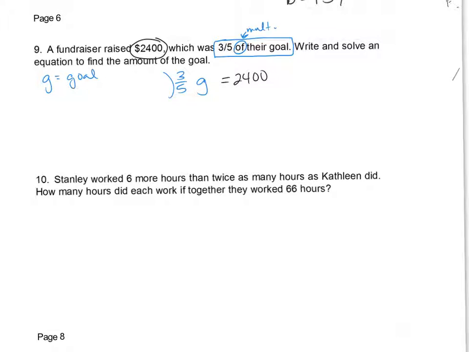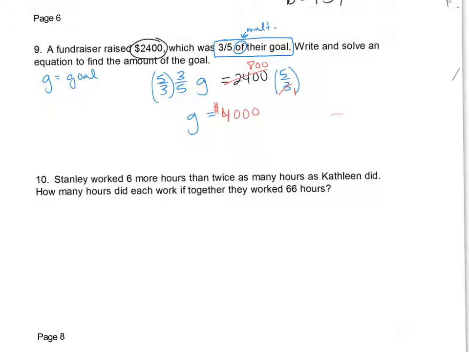Now we can multiply by the reciprocal. And so their goal was, and I'm also going to cross reduce just to practice. 3 will go into itself one time. It will go into 2,400 800 times, and 800 times 5 is going to be $4,000 was their goal. Now you can also do a little check here because if they didn't reach their goal, then you know your answer should definitely be more than $2,400.